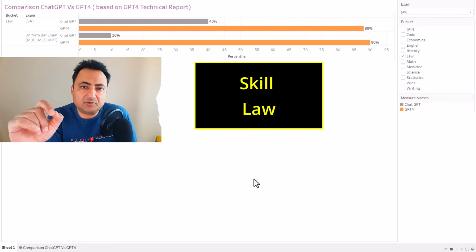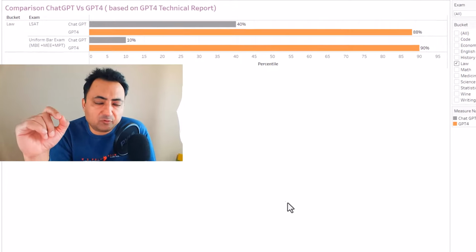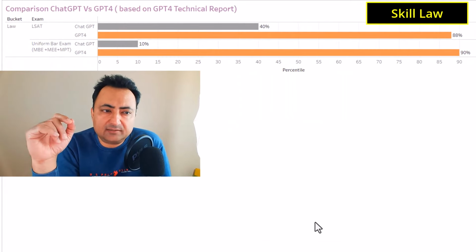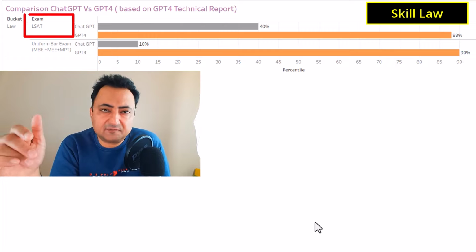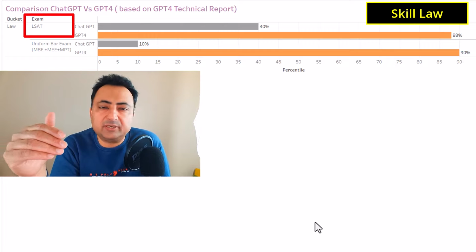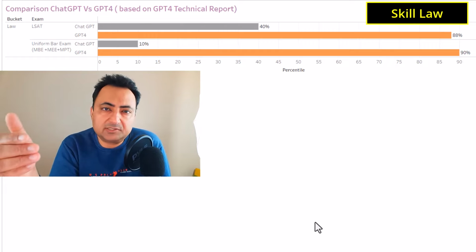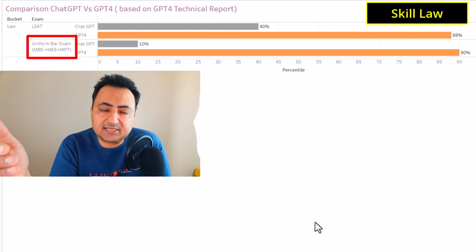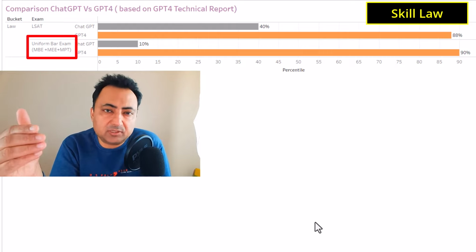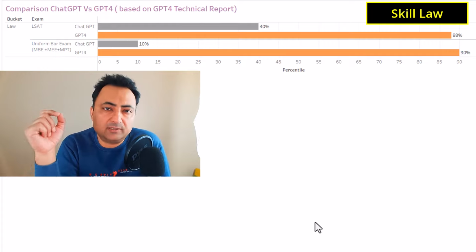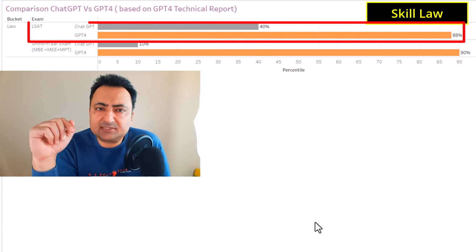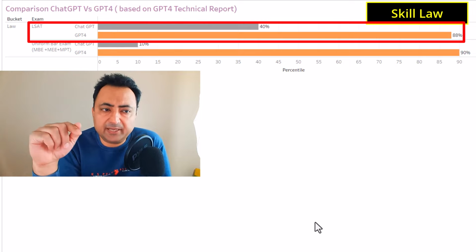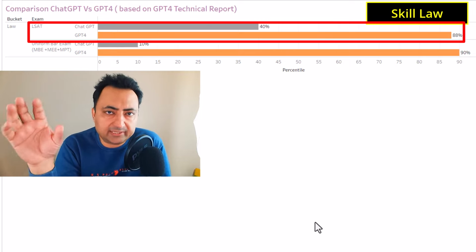The next skill set is law. I find it absolutely fascinating to see GPT-4's performance on this. There are two exams that have been put under this bucket. The first is the LSAT, which is an exam that one would need to take to enter into a law college. And the other is the Uniform Bar Exam, which is an exam that somebody would need to clear to practice law in the United States. If you look at the LSAT, the performance of ChatGPT is at a reasonable 40% compared to GPT-4, which blows it out of the water at 88%.